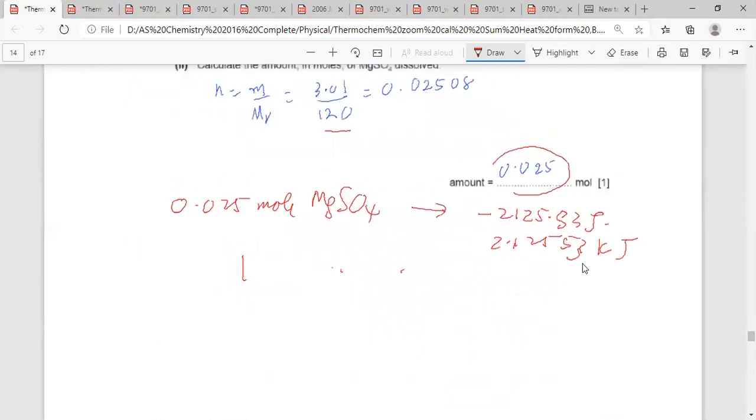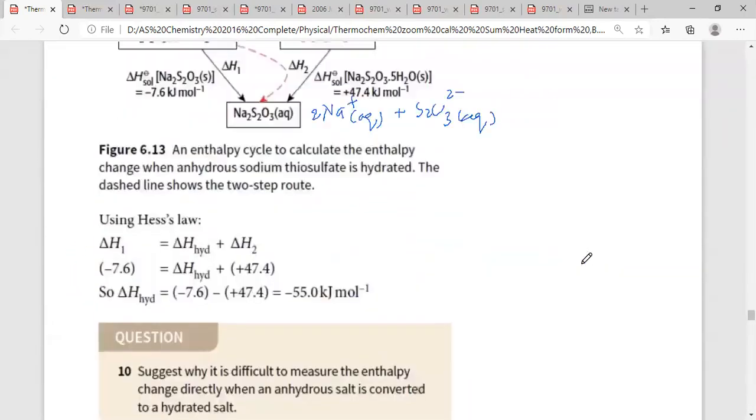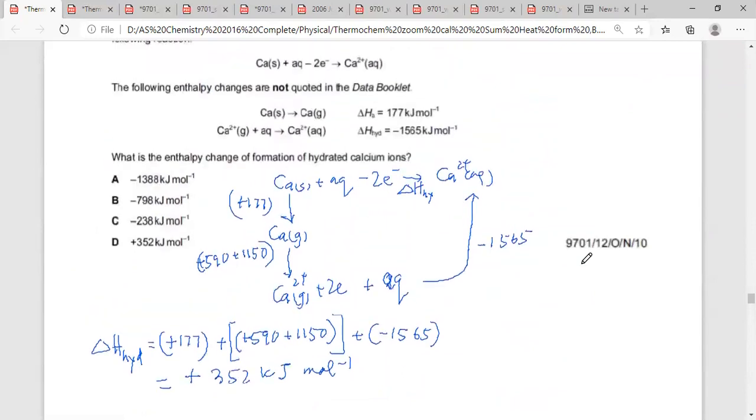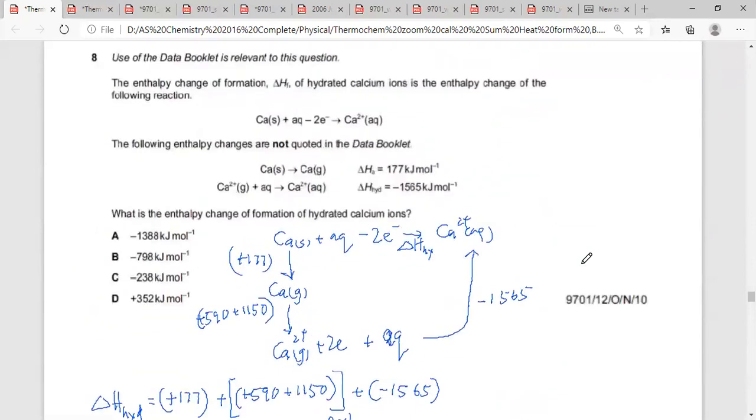All right. Now here is one question. Here is a bit off the key, but you can see how they are asked here. This data is relevant to the question. Enthalpy change of formation of hydrated calcium ions. This one is called the heat of formation of hydrated ions. All these terms are very specific. Hydrated calcium ion, that means this one here, to form 1 mole from its elements, and it must be ions here. So the following enthalpy changes are not quoted, and so forth.